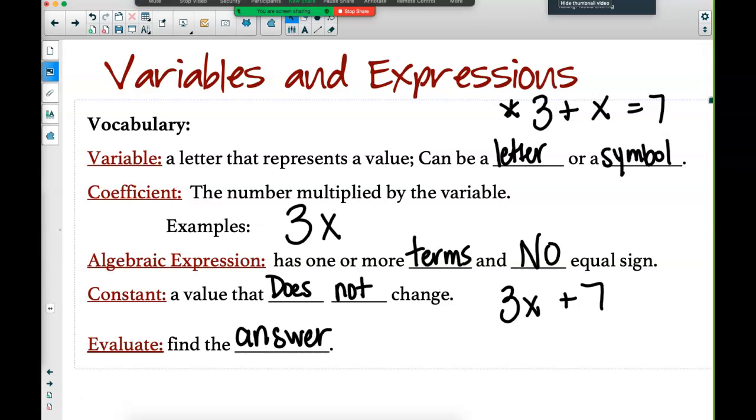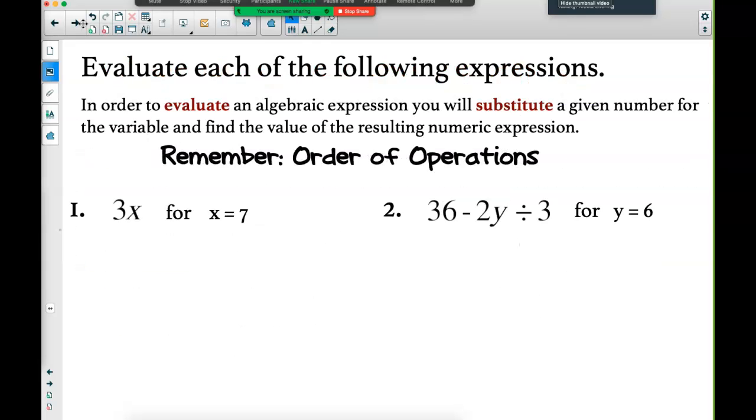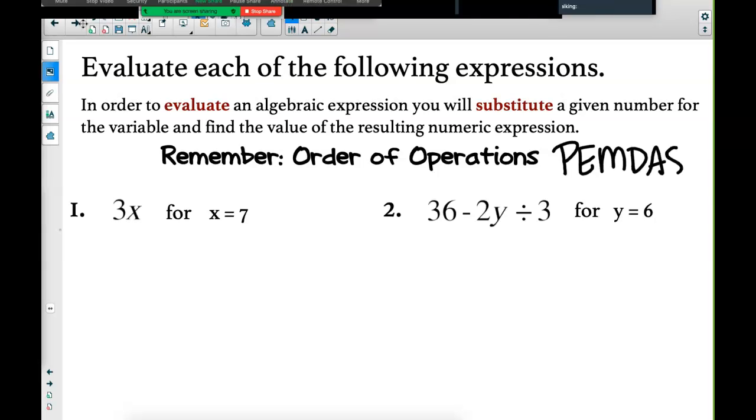Okay, we're going to keep going then. So here's what you're going to be doing on your homework. It says evaluate each of the following expressions. In order to evaluate an expression, you will substitute a given number for the variable and find the value of the resulting numeric expression. We have to remember order of operations. Order of operations yesterday, what word did we use to remember that? What did we talk about? I feel like we need to do jumping jacks in here or something to wake us up. PEMDAS, right? So we're going to remember to use PEMDAS.